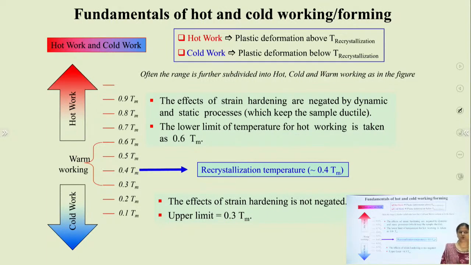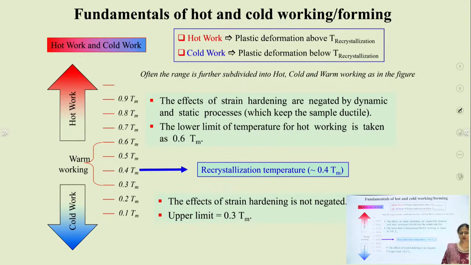So what happens during hot working? During hot working the effects of strain hardening are negated by dynamic and static processes of recrystallization, which keep the material ductile, and the lower limit of temperature in the hot working process is 0.6 times the melting point of the material, whereas in cold working strain hardening takes place. Strain hardening is the phenomenon by which the strength or hardness of the material increases due to previous plastic deformation, and the upper limit of cold working is 0.3 times the melting point of the material.